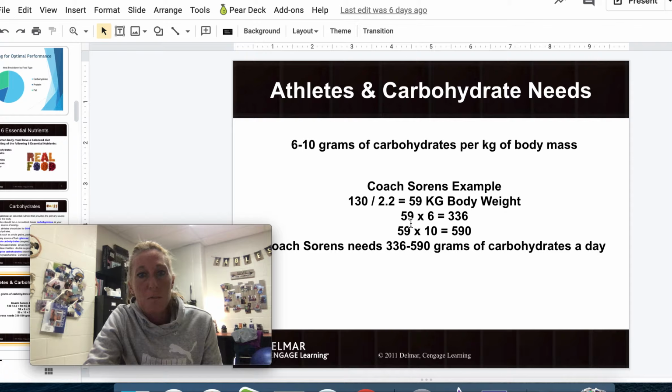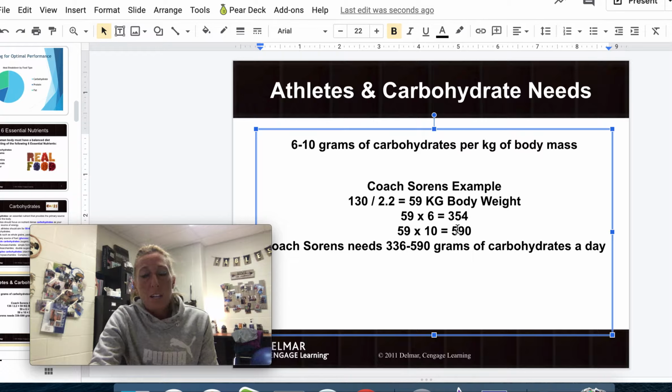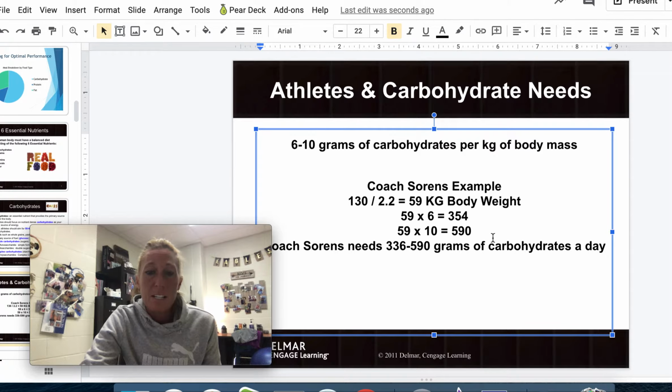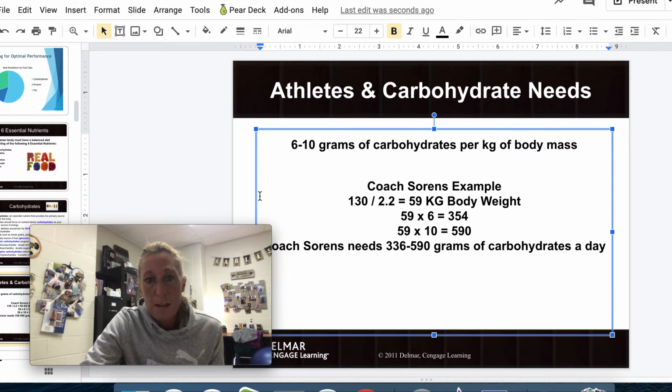So in order to take kilograms, we want 6 to 10 grams of carbohydrates per kilogram of body mass. So I'm going to take 59 times 6. 9 times 6 equals, actually that should be 354, it looks like. And then 59 times 10, well, we know that's 590. So I need 350 to 590 as kind of a range of carbohydrates in my diet. I need you to figure this out for your athlete or for you. So choose one of those and do that math.